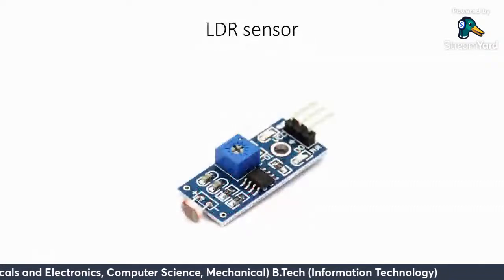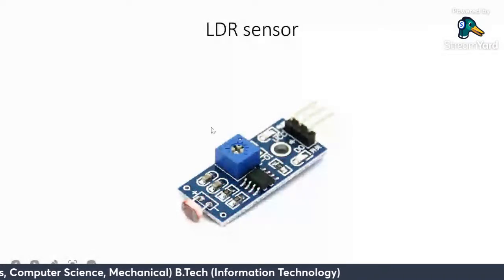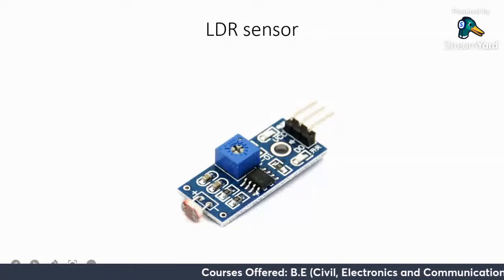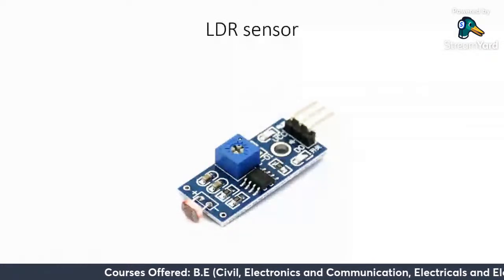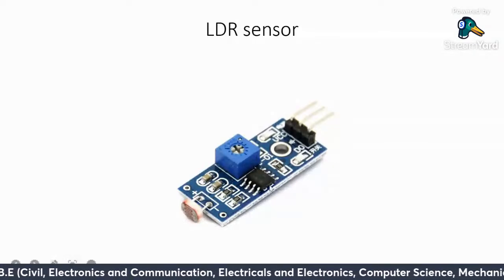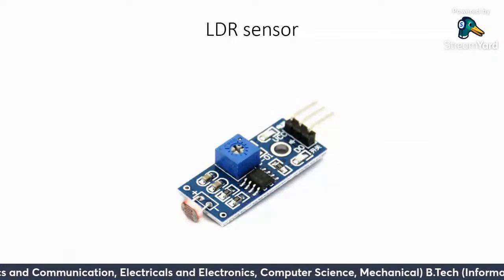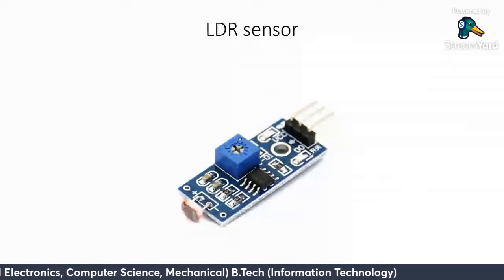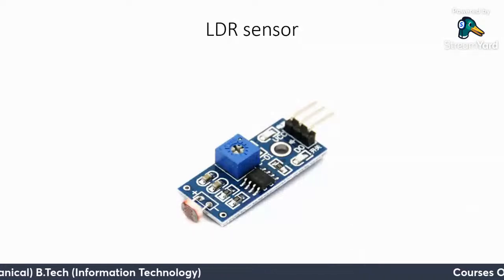This is the LDR sensor, that is the light dependent resistor sensor, which detects light. If the sensor is exposed to light, then the sensor will send the data accordingly, and the corresponding load will be turned on or off. Mostly this will be used for street light control. That is, when light is not present, the light will be switched on. It is more useful in the night time.